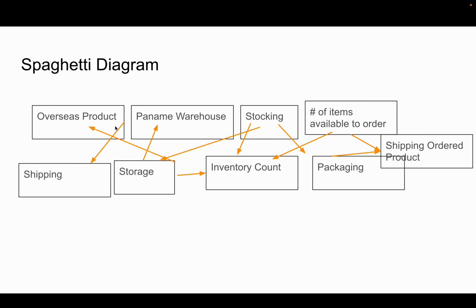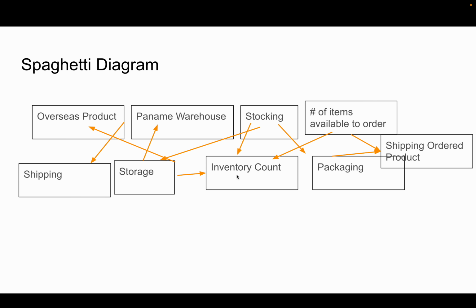Now, I want to look at the spaghetti diagram. I think this is actually really important. As you can see, up here is kind of just the general flow of what products are doing from start to finish. However, the overseas products do go into shipping in France. And then once they come to storage, as you can see, the overseas products go into storage. They go to the Panam warehouse storage.